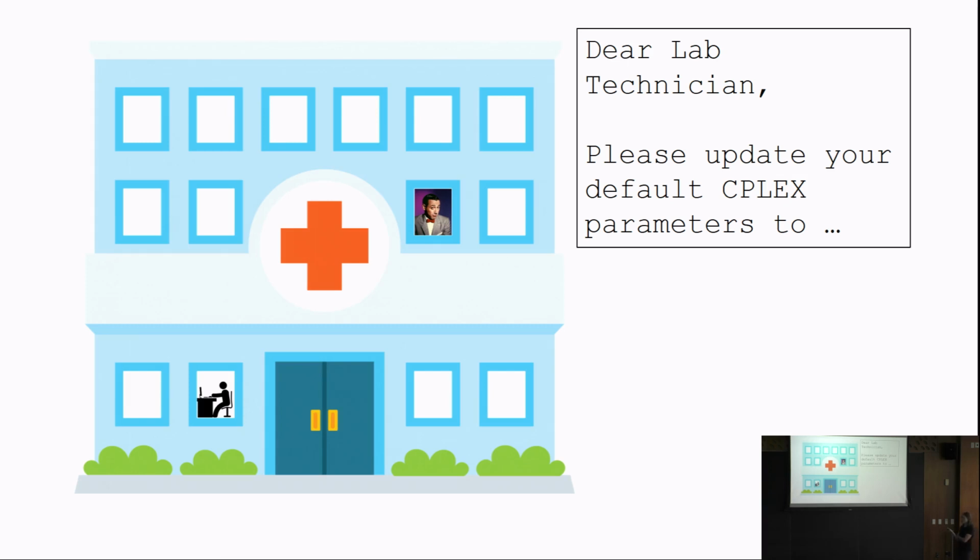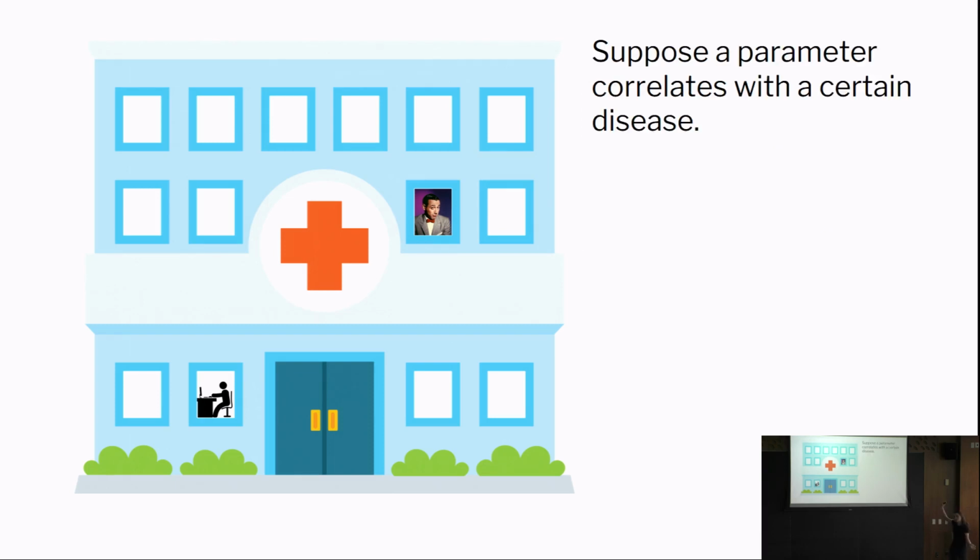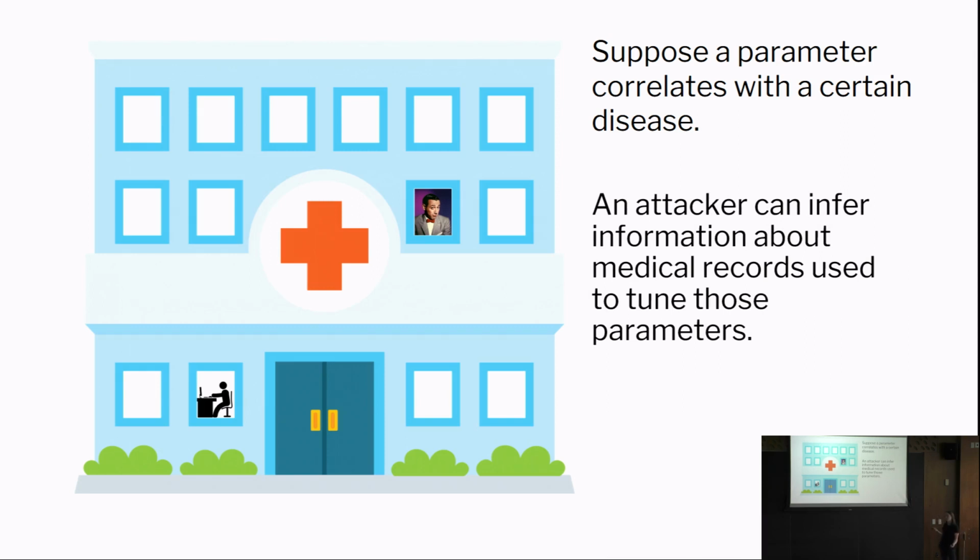And you know that the IT staff at this hospital tunes these parameters so that problems related to the specific individuals in this hospital will do well when Cplex is run to solve them. And suppose a parameter correlates with a certain disease, then an attacker can infer information about the medical records that were used to tune those algorithm parameters.